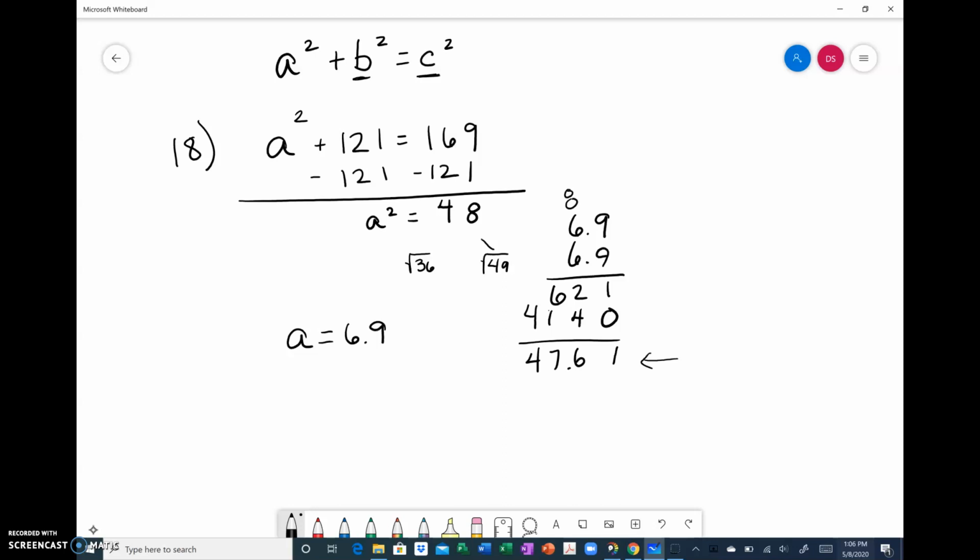And then we have to find the perimeter. So I'm going to have to add 11 and 13 to the leg length that A was. And I get 30.9 inches. Okay, that's how you find the perimeter of a triangle.